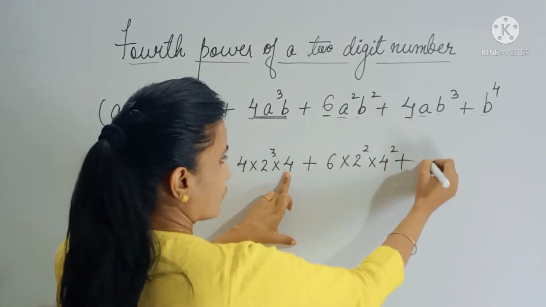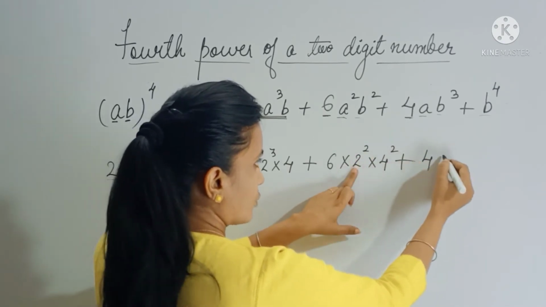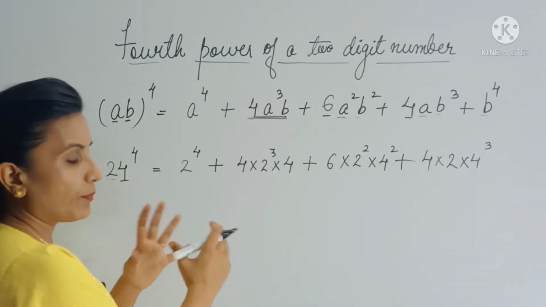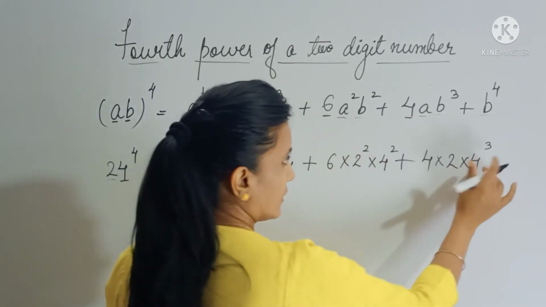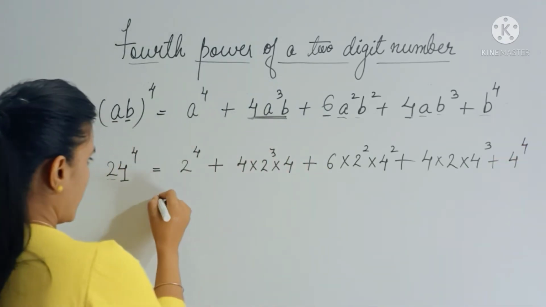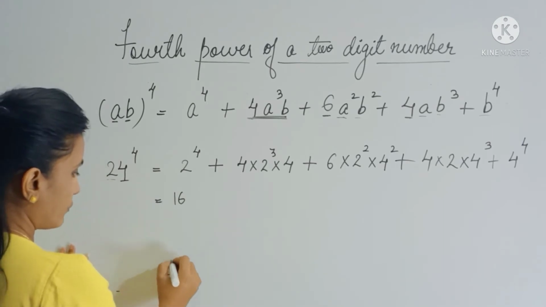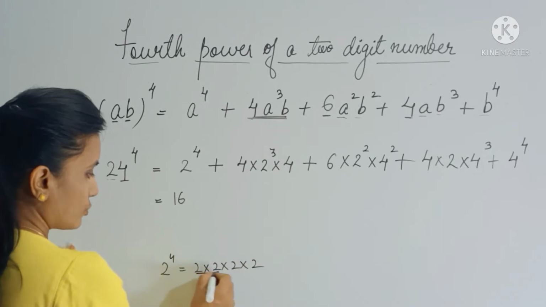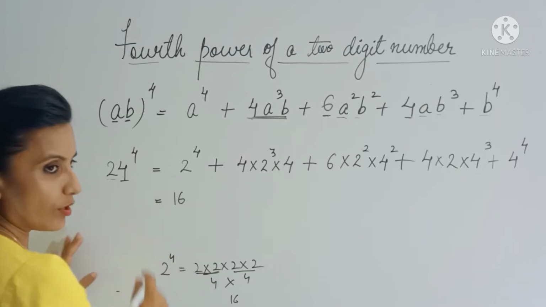Plus, now again you have to copy 4 here, and 2 power 2 will decrease, right? So you get 2 here and 4 power 3. So the power of A is decreasing and the power of B is increasing, right? Now the last one is 4 power 4. Now here 2 power 4 is 16, right? You all know how to calculate: 2 power 4 means 2 multiply 2 multiply 2 multiply 2. So 2 2s are 4, 2 2s are 4, and 4 into 4 is 16. So that's how we got 16.